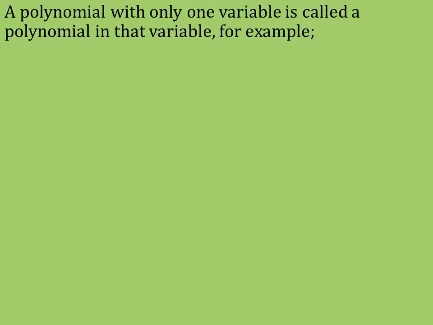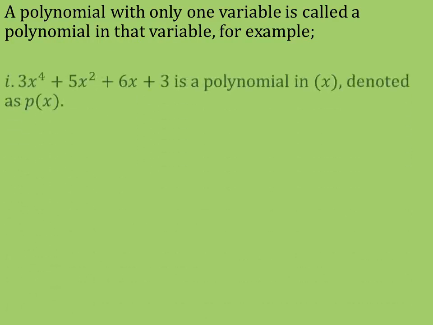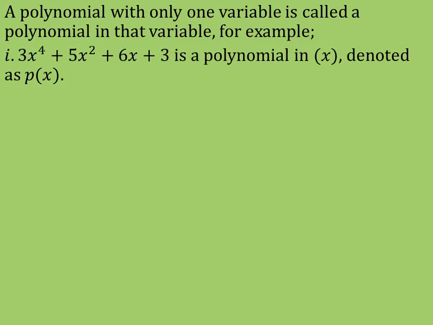A polynomial with only one variable is called a polynomial in that variable. For example, 3x raised to power 4 plus 5x raised to power 2 plus 6x plus 3 is a polynomial in x. Why? Because the only variable in this polynomial is x. It is denoted by p of x.